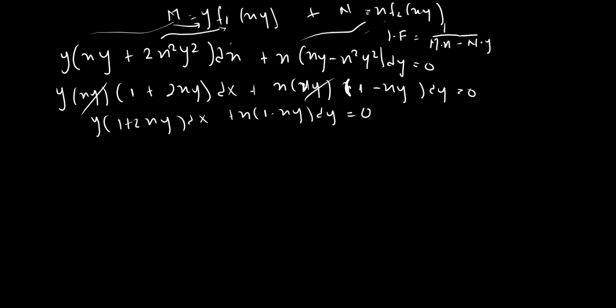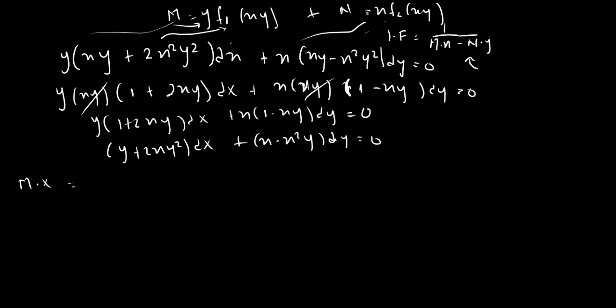Now, because I'm looking for this integrating factor, I'm going to find Mx, that's M times x. So let me just multiply this in the bracket. I have (y plus 2xy squared) dx plus (x minus x squared y) dy equals 0. So I'm going to have my M times x, which is going to be equal to xy plus 2x squared y squared. Then I'm going to have my N times y, which is going to be equal to xy minus x squared y squared.